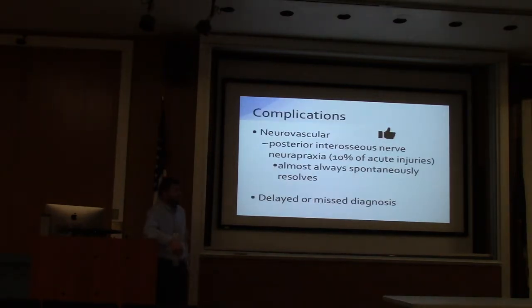So the complication of Monteggia is injury to the posterior interosseous nerve, which is a branch from the radial nerve. To diagnose, ask the patient to do the thumbs-up sign or gun sign; he will fail to do it because of the injury to the radial nerve, which is responsible for the extensor muscles of the thumb and the fingers. Usually, as I said, most of the cases resolve spontaneously also. And the other complication is delayed or non-management.